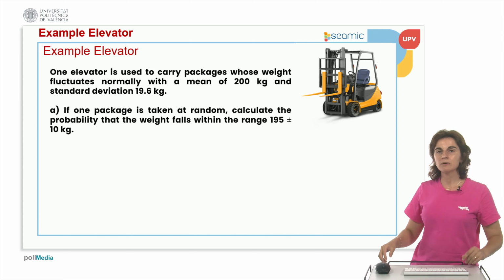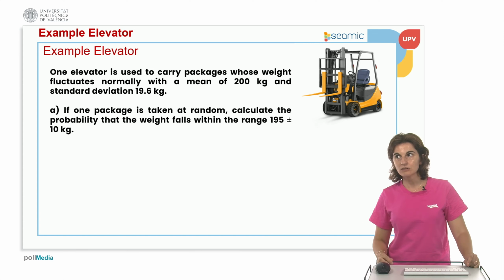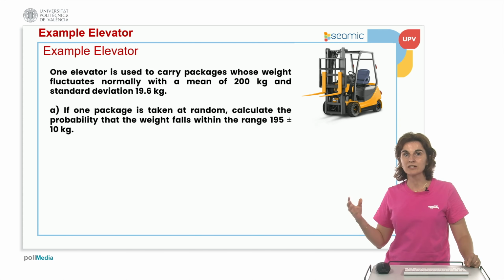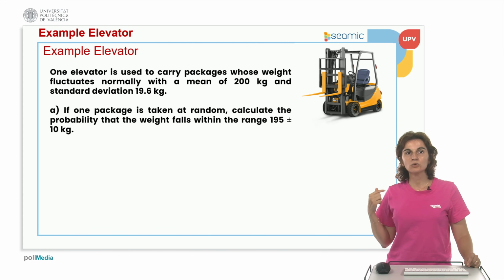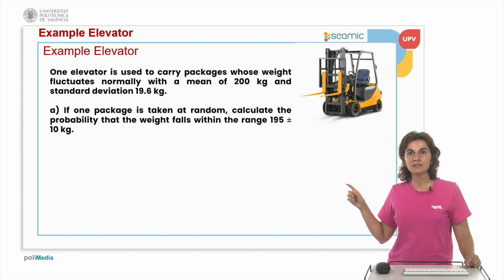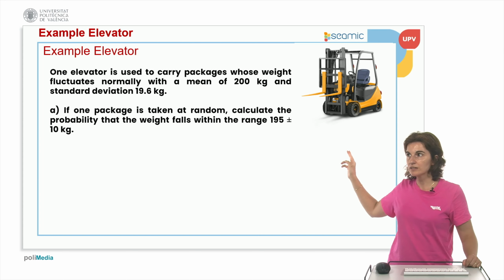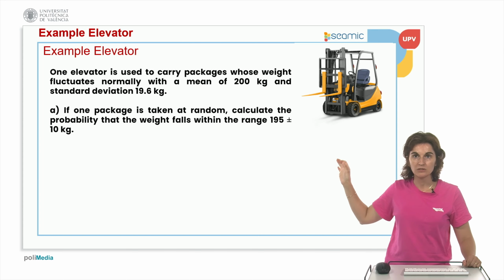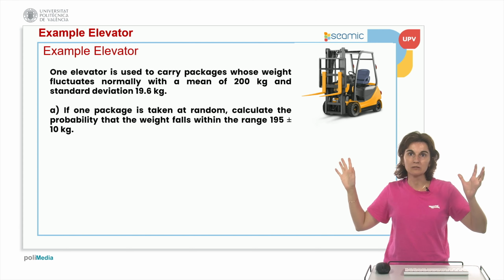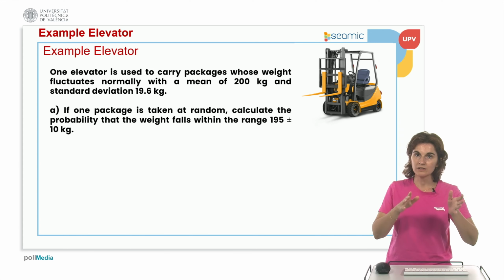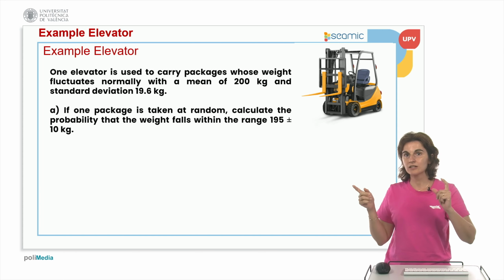So now imagine that we select randomly one of these packages that the machine usually carries. We need to calculate the probability that the weight of this package is in the interval between 195 plus minus 10 kilograms. So that means, be aware with this format, that means 185 and 205.